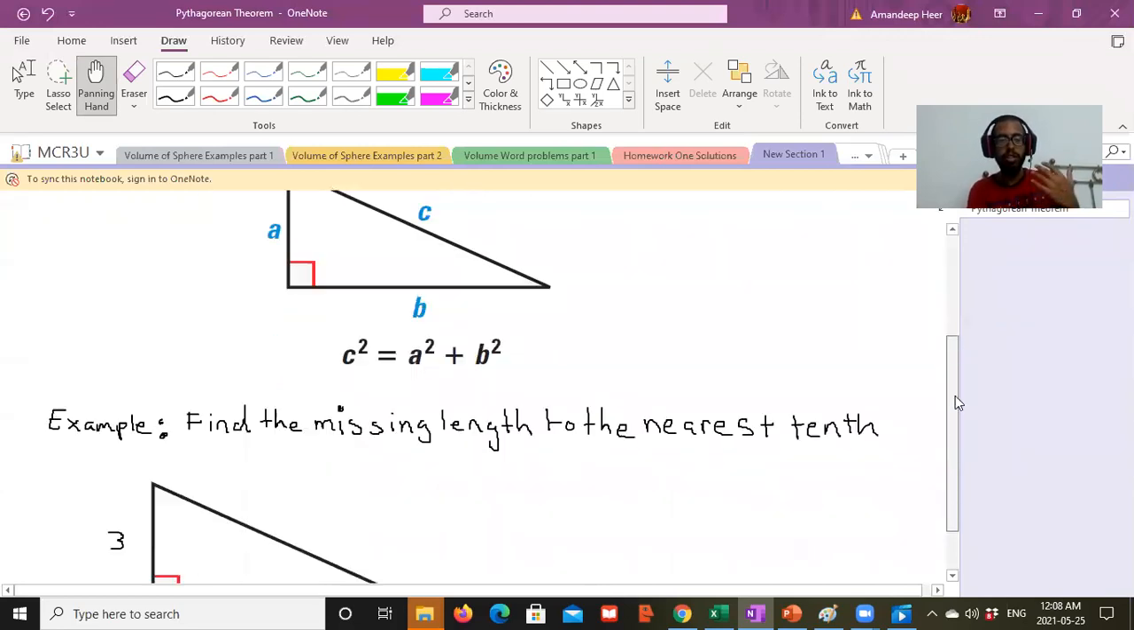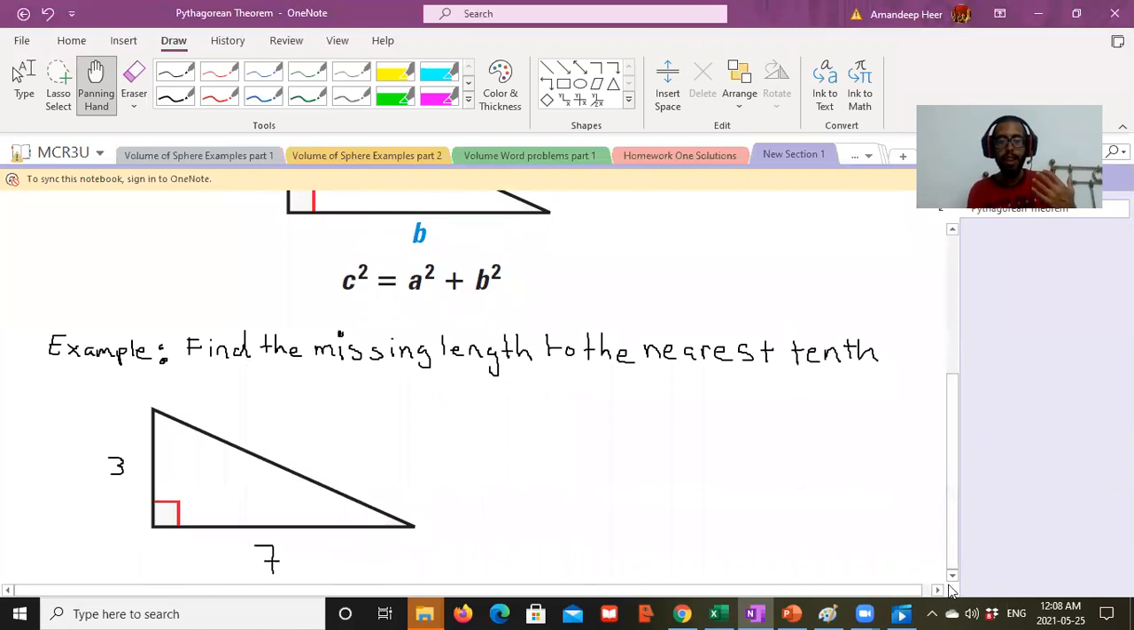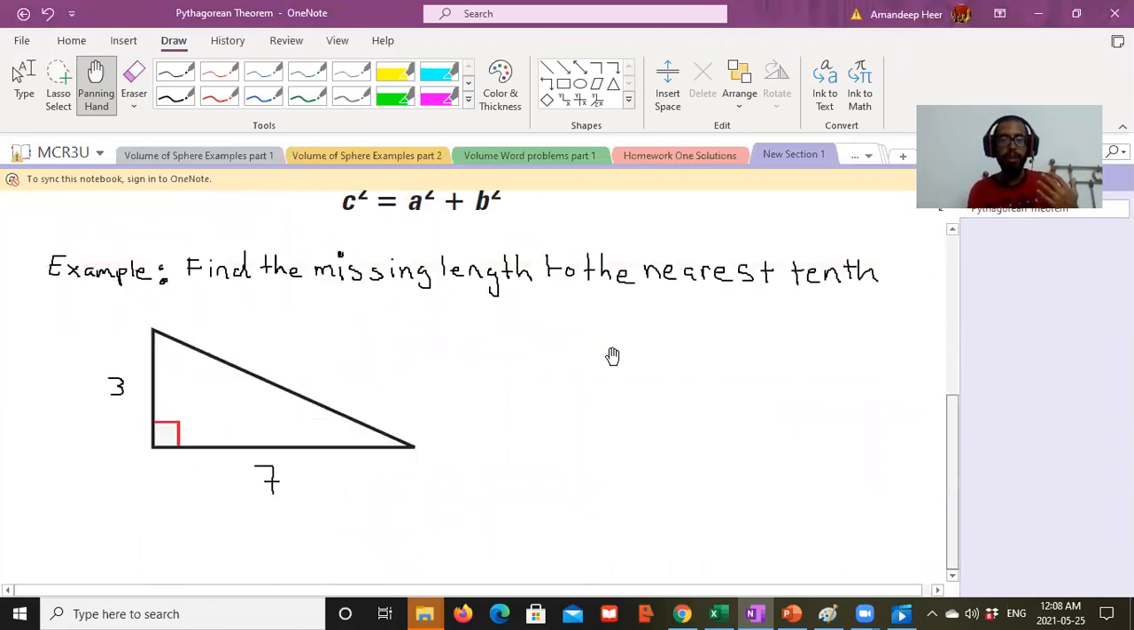So here's the example. Here we want to find the missing length to the nearest tenth. We know the short sides, which are 3 and 7. What we want to find is the length of the longest side. The longest side is the hypotenuse. So we want to find the length of the hypotenuse.